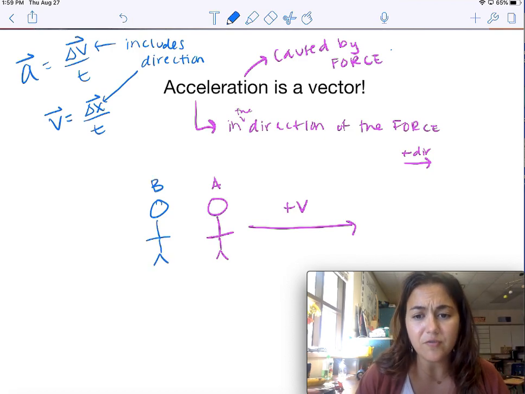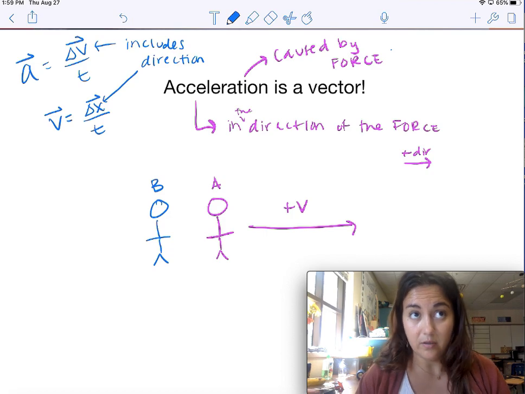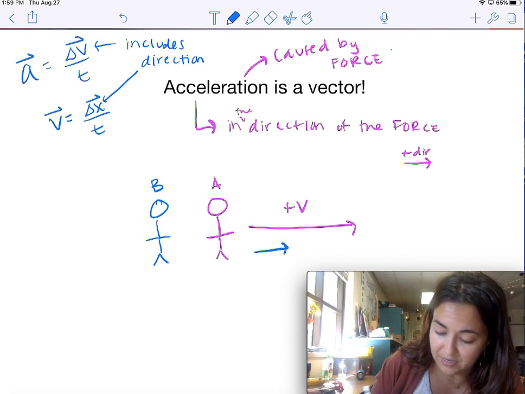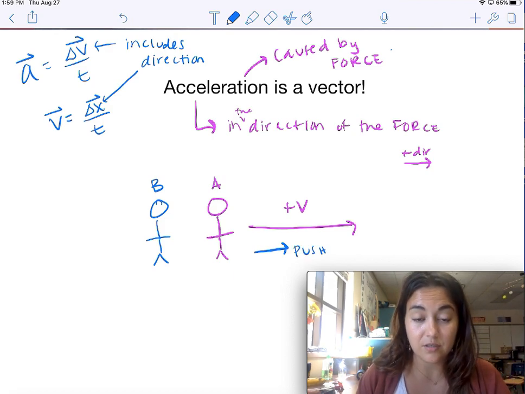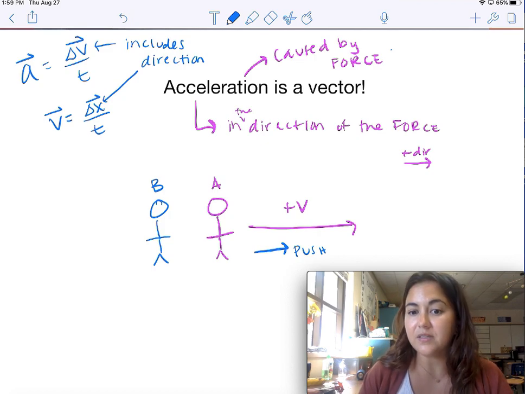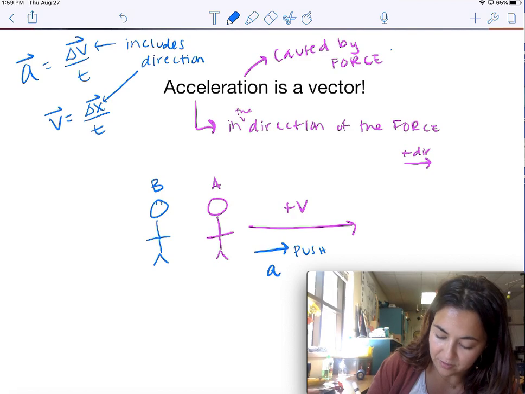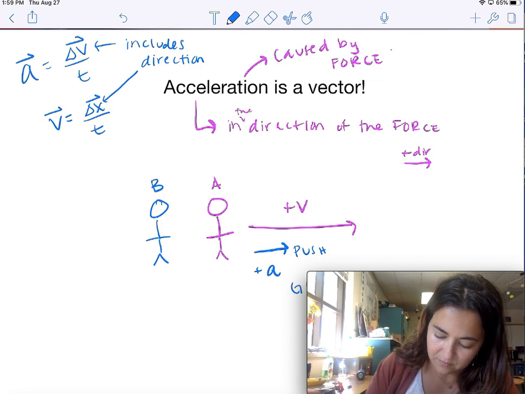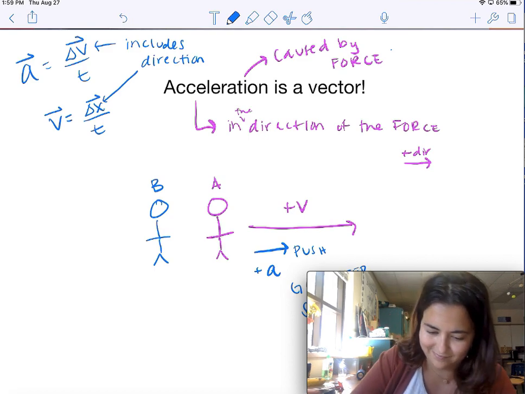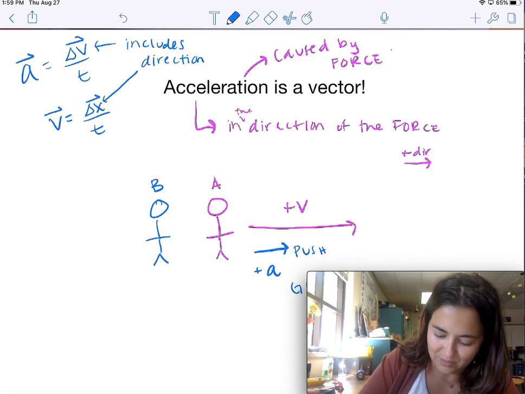wants person A to go faster, wants person A to move away from them more quickly. Which direction would person B push or pull person A to make them go faster? Well, maybe that's common sense, but you would push person A in the same direction, right? To make them go faster. Well, that push is a force, which means I am also accelerating that person in the same direction, which would make that a positive acceleration. So this would make them go faster, or we can say speed up. I'm going to use SU for short. Oh, you can't see that. Go faster or speed up, but you get the idea.